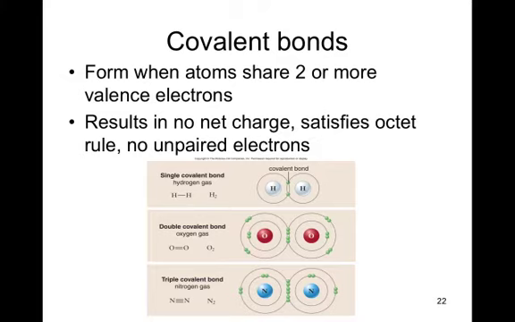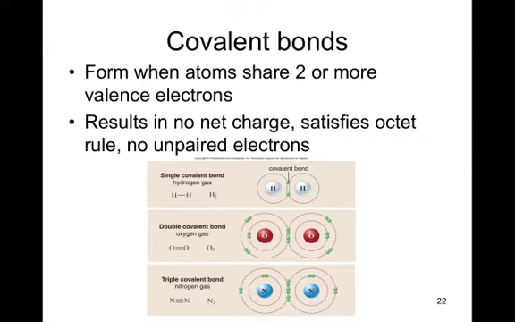Covalent bonds form when atoms share 2 or more valence electrons. You can see this example here with hydrogen. Hydrogen is atomic number 1, so it has 1 electron in its outer shell. Now, in that very first shell, remember that we need to have 2 electrons to achieve a state of stability. And so hydrogen atoms will share their electrons. And now, in essence, this hydrogen atom has 2 electrons, and so does this. The electrons share equal time between each electron shell. This is a single bond.